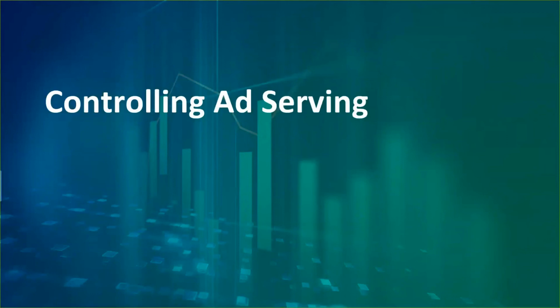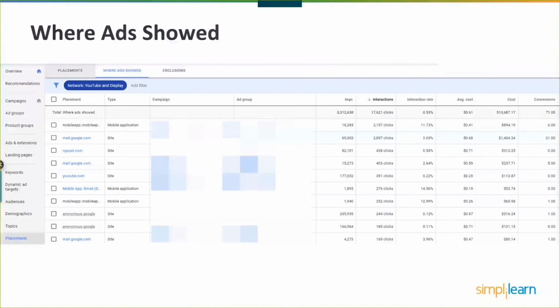All right, so when we talk about 3 million websites and apps, some of those are going to be bad for a lot of people. Some are going to be really good for one company and really bad for another. And so we often want to control our ad serving and say, that's just not a good placement for me. So in your accounts, when you go down to the placements data and click over to where ads showed, this is going to tell you the actual URLs, websites, etc., where your ads were displayed.